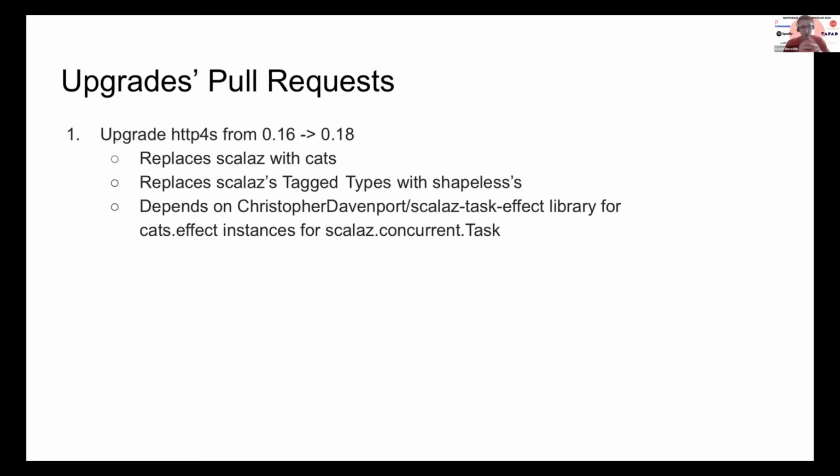The first pull request, remember in the journey from HTTP4S 0.16 to 0.20, is I opened a PR that upgraded HTTP4S from 0.16 to 0.18. What it did effectively was replace Scalaz with Cats, replace Scalaz's tag types with Shapeless's, and finally depend on a library written by my coworker, Christopher Davenport. He has a library called scalaz-task-effect, and it essentially provides Cats Effect instances for Scalaz concurrent Task. So I was still able to use the Task effect type, and I was able to meet the requirements of HTTP4S 0.18 in that it uses Cats Effect.